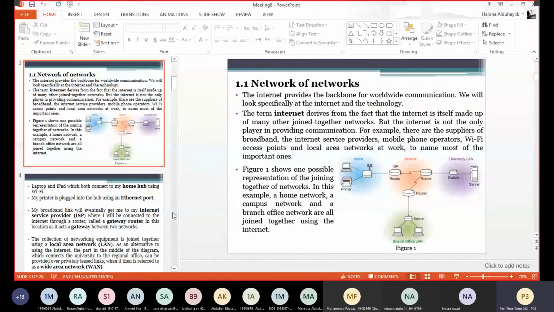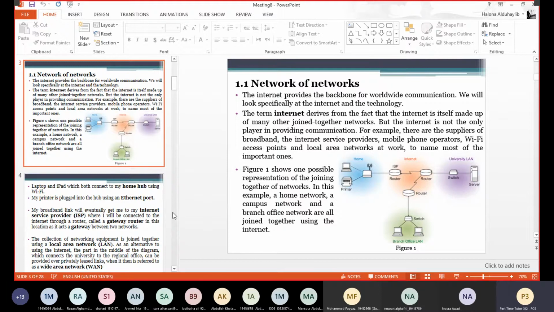So first, we need to understand the concept of network of networks, which is the meaning of internet. Internet is a network of networks. So it sits behind worldwide communication, and we will look at what it is and what's behind its technology. Internet derives from the fact that the internet is itself made up of many other networks joined together. So it's more than one network connected with each other.